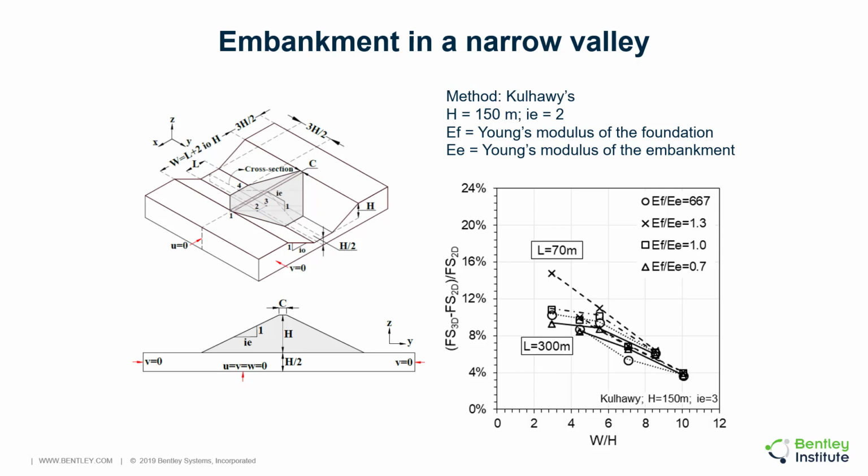And in this case, on the graph, we can see our W to H ratio, and then on the left-hand side, you can see the difference between 2D and 3D factors of safety. And you can easily see that we can demonstrate, in this case, 4 to up to 16% difference in 2D versus 3D calculations just due to the geometry effects of a more complex earth structure.